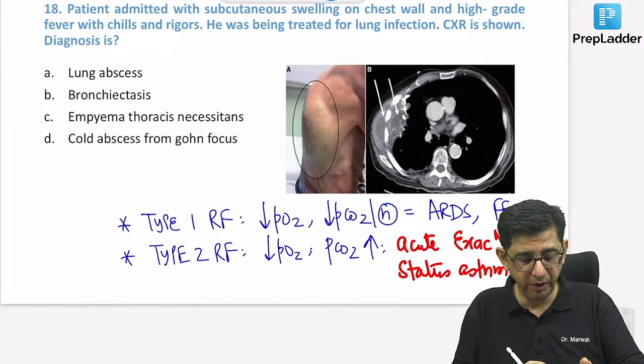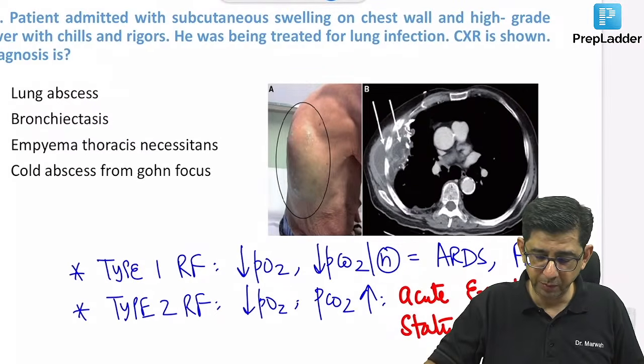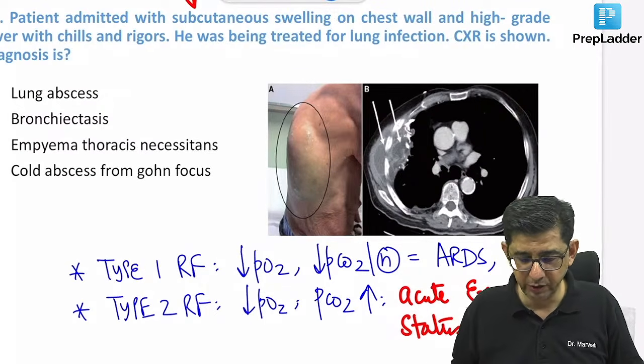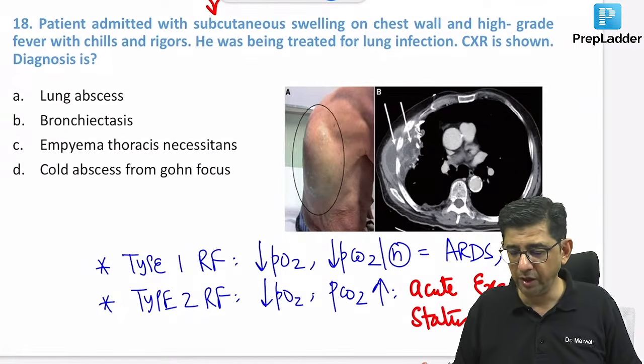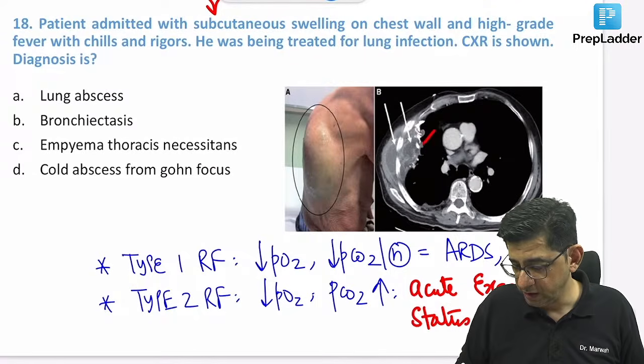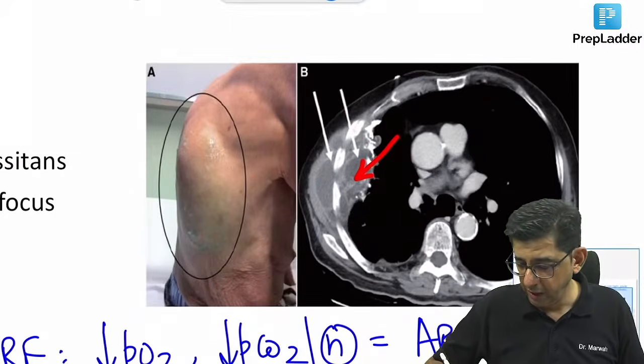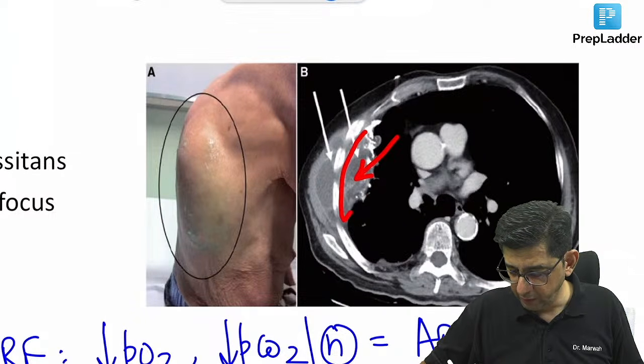Okay, so let's look at what comments you are making for the next one. A patient is admitted with a subcutaneous swelling on the chest. There's a high grade fever. He's being treated for a lung infection, which is a pneumonia. And the pneumonia, which you can see here, has resulted in a parapneumonic effusion. The white thing that you can see here is an effusion developing in this guy.